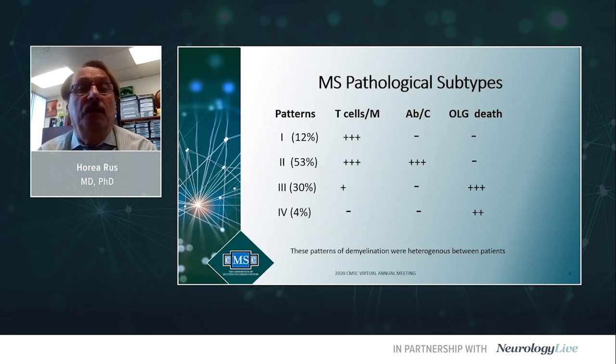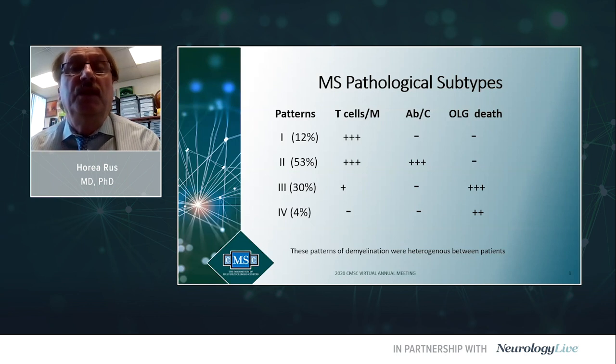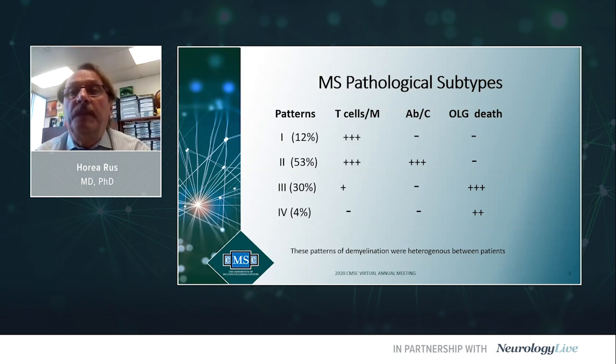Pattern 3 and 4 has significant oligodendrocyte cell death. And in pattern 2, that's also antibody and complement deposition. It is the only one which has antibody and complement deposition, but also is the one which is the more frequent pattern, being seen in that initial study in 53% of the cases examined.